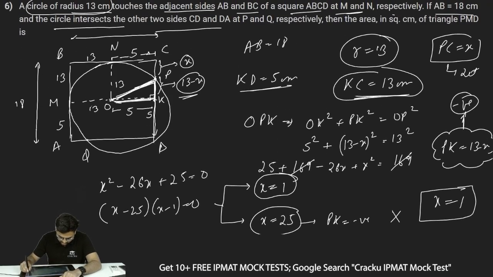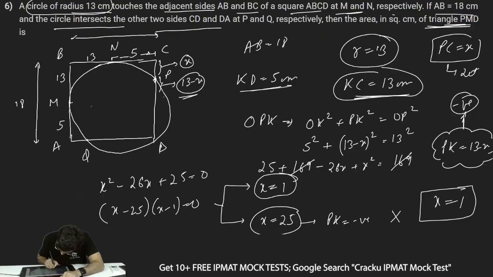I have to find out the area of triangle PMD. So, I'll just draw this diagram again, or maybe I'll just make the changes here. This is my M, this is my PMD. Okay, this is D, P, M, and D. I'll join this point, and this was my perpendicular. So, this was x. Instead of x, I'll write it as 1. So, this length is 1 centimeter.